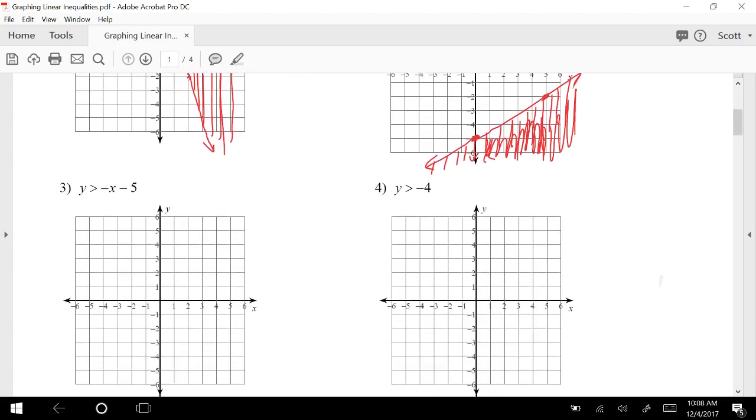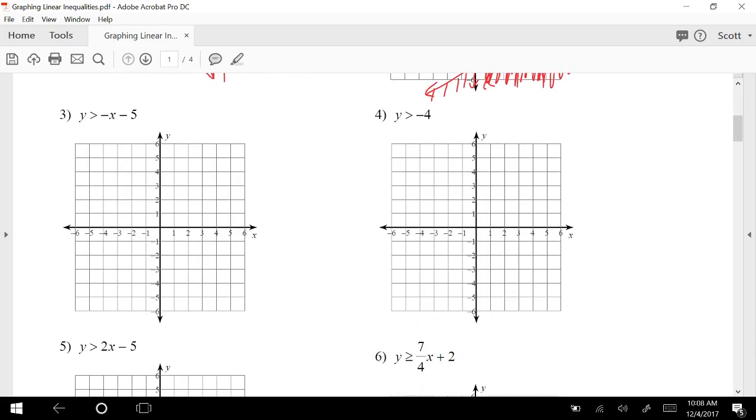Going on to y is more than negative x minus 5. So that's like y is more than negative 1 over 1x minus 5. So minus 5 is our y-intercept, and we go minus 1 over 1. So down 1 over 1. We can't go any further going to the right. So the opposite of down 1 over 1 would be left 1, up 1. Left 1, up 1. Because this line doesn't have an equal sign, this is going to be a dashed line.